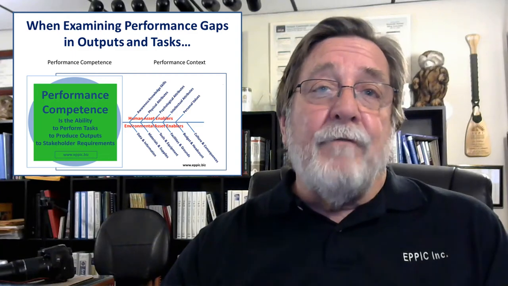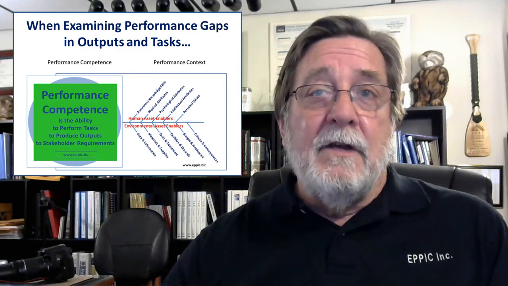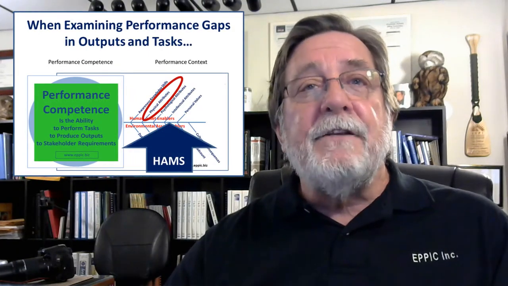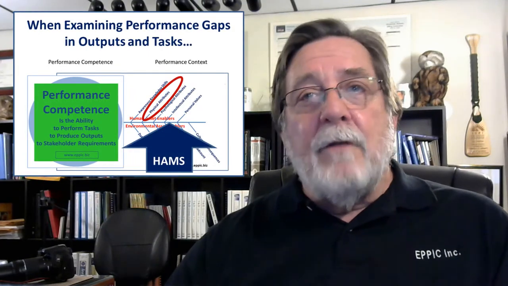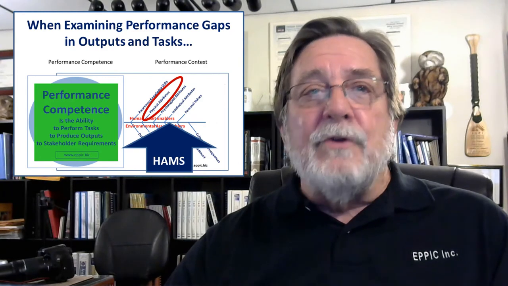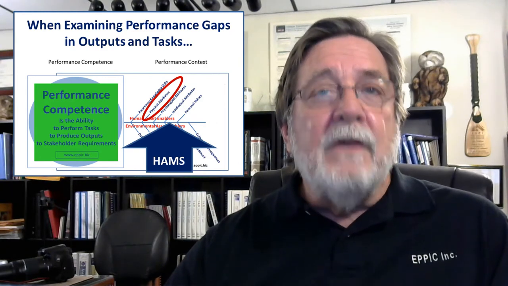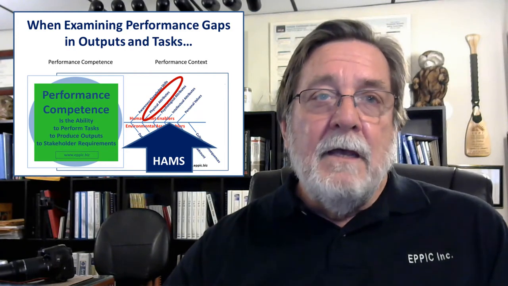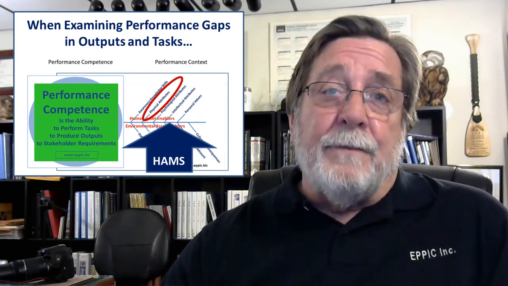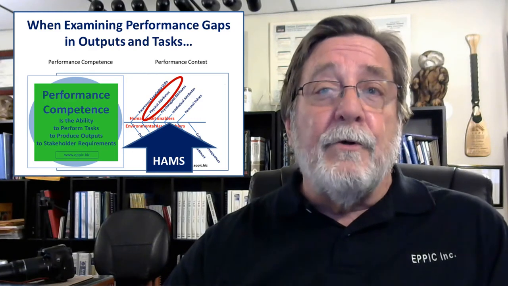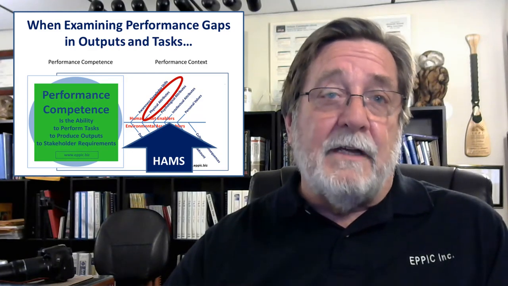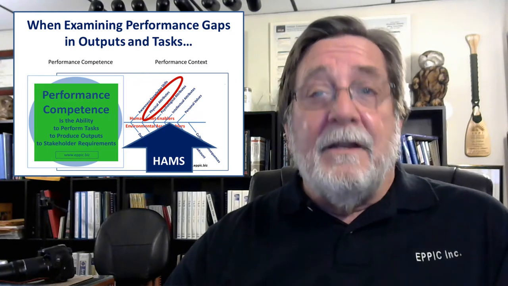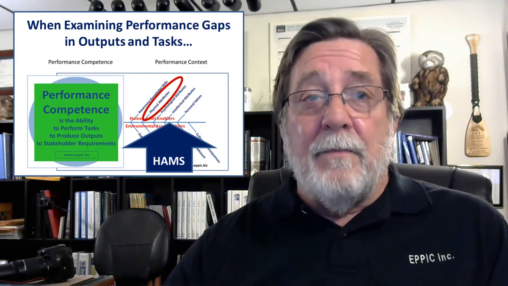When examining performance gaps in outputs and tasks, your third pass should be to look at the human enablers, such as physical attributes. However, performance gaps are most often not due to deficits in the human enablers, such as knowledge and skills, attributes, and values. Any deficits in physical attributes should be addressed by a change in the recruiting and selection systems and processes, or in the process design, or some other enabler, such as tools and equipment.